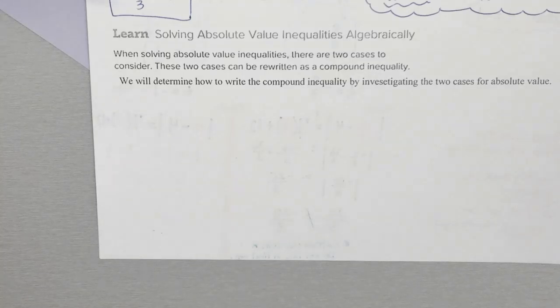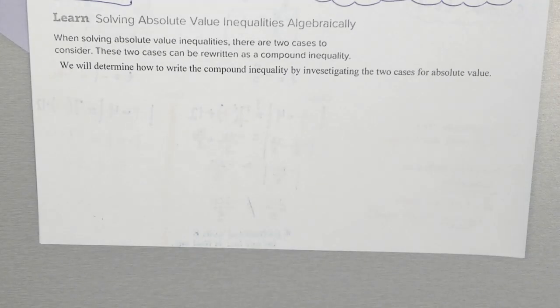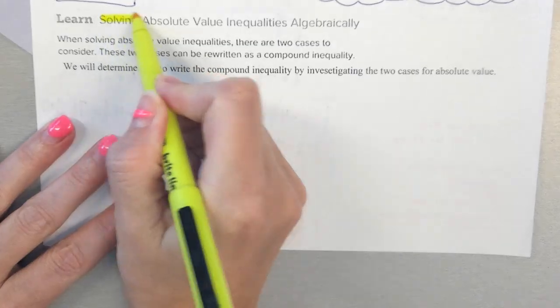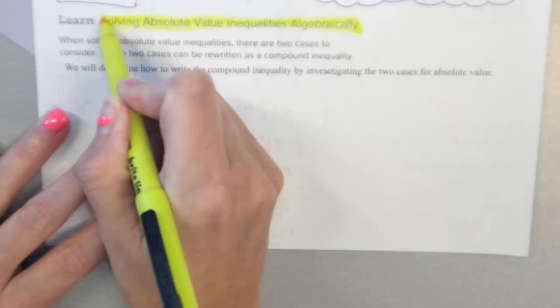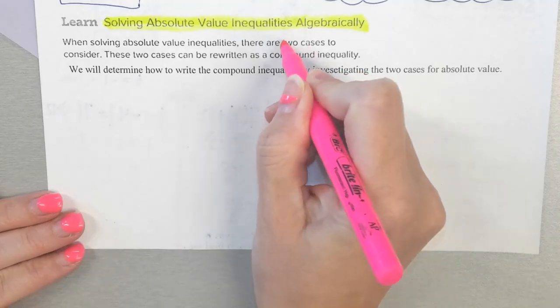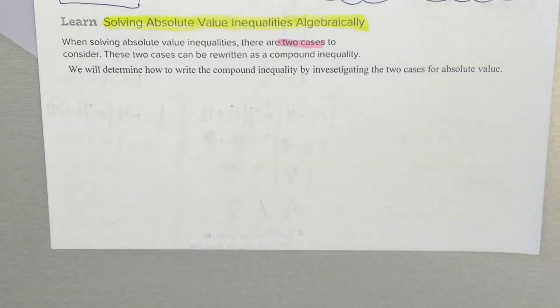All right, so the second part of 2.2 is solving absolute value inequalities. Yesterday when we did the equations, we talked about how there are two cases when you're solving an absolute value equation. You are going to have different cases with the inequalities as well. So when you're solving these, again, you're going to have two cases, and these can be written as what we call a compound inequality.